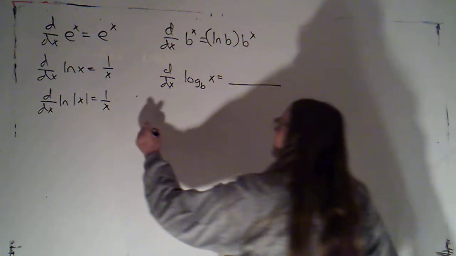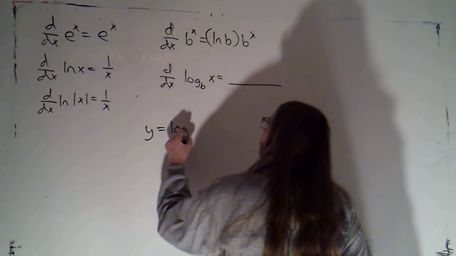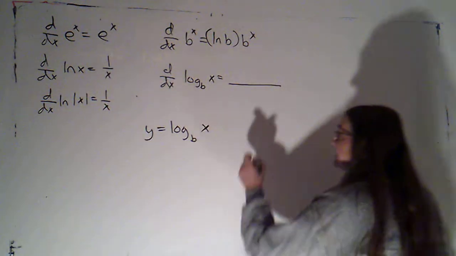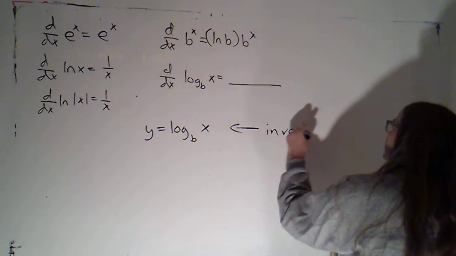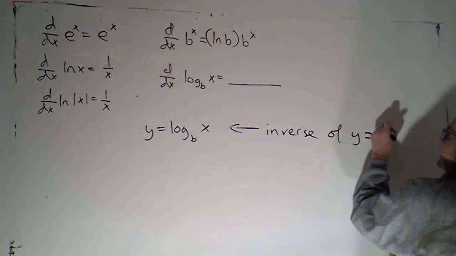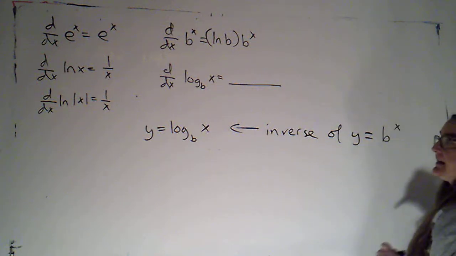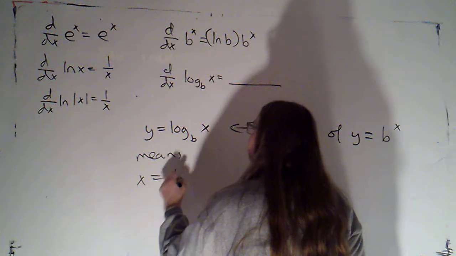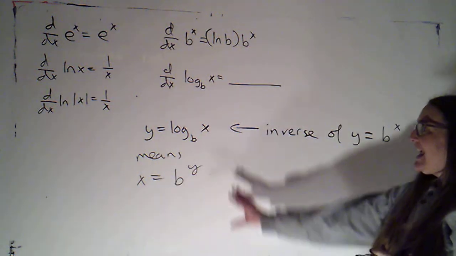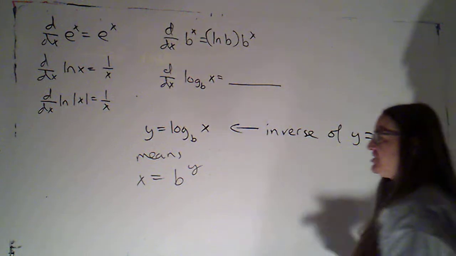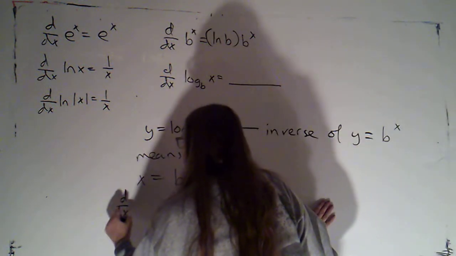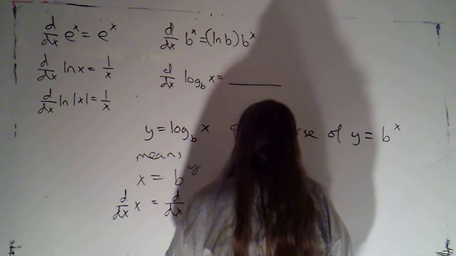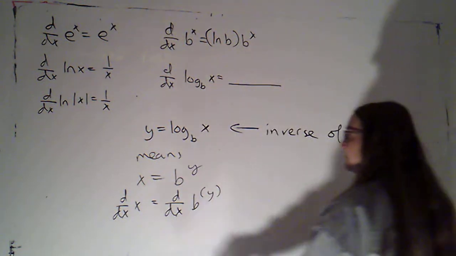Well, if I have y equals the log base b of x, I'm going to use the same trick that I used for the natural log of x. I'm going to say that's the inverse of y equals b to the x. So what this means is that x is b to the y. And now I can use implicit differentiation. So I would say the derivative with respect to x of x is equal to the derivative with respect to x of b to the y.